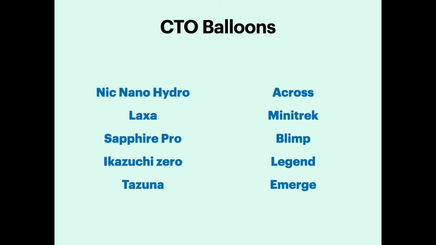We have several balloons, and it's very difficult to have all these balloons in your cath lab. So we have the NIC Nano Hydro, we have the Laxa, we have the Sapphire Pro, Ikazuki Zero, Tazuna, Across, the Blimp device, Sprinter Legend, and Emerge, and they all do some good job. But as I said, it's difficult to have all of them on your shelf. So it's good to think and focus on one or two only of these devices and be familiar with them.